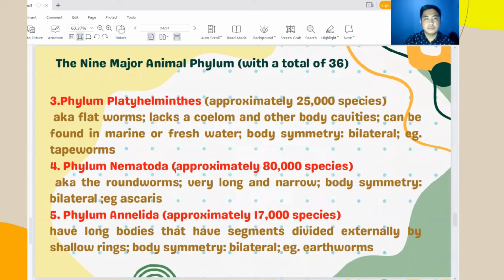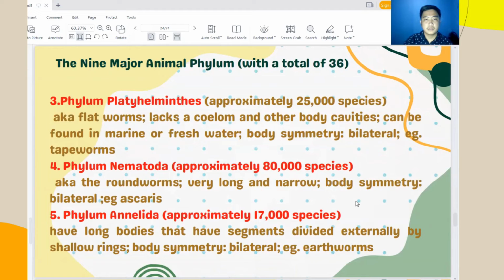Number 3, phylum Platyhelminthes, approximately 25,000 species, aka flatworms, lacks a coelom and other body cavities, can be found in marine or fresh water. Body symmetry: bilateral. Example: tapeworms. Number 4, phylum Nematoda, approximately 80,000 species, aka the roundworms. Very long and narrow. Body symmetry: bilateral. Example: ascaris.